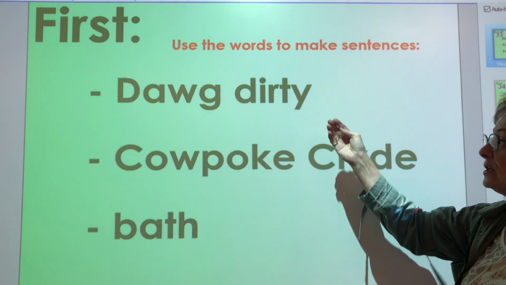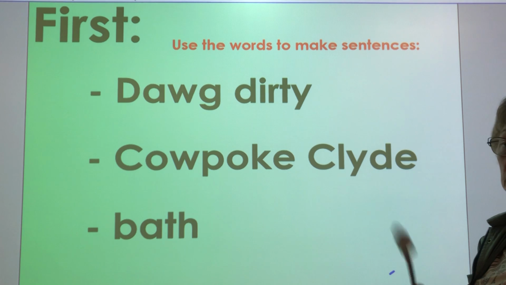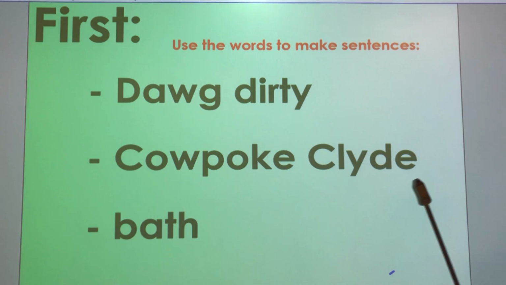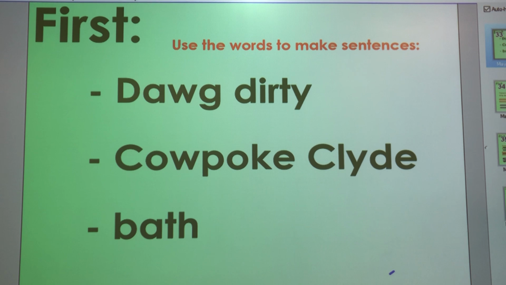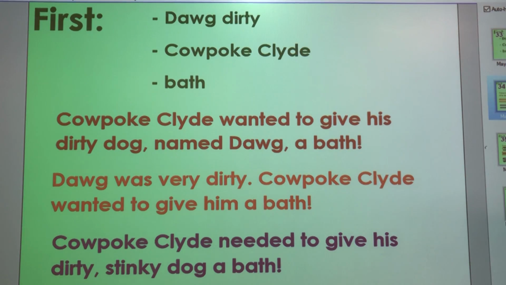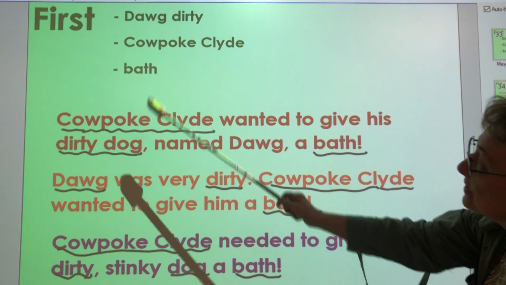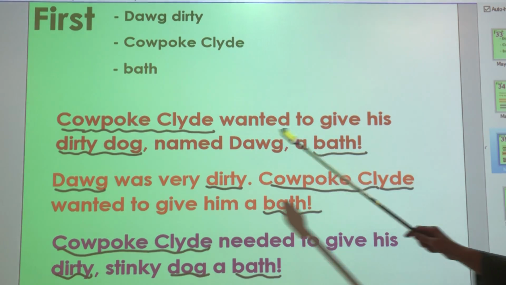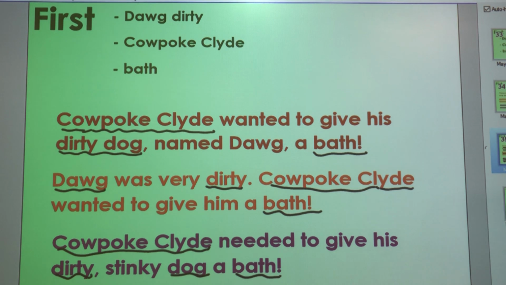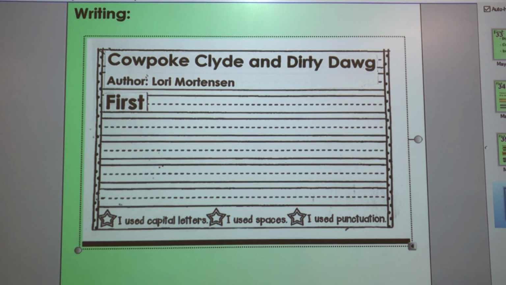So you're not going to put a capital here and then put a period there and say, oh, I've got a sentence. No, a sentence has to have certain things in it. Okay, I underlined the words dog, dirty, Cowpoke, Clyde, and bath so you could see that yes, each one of those sentences are very different, but they have those 3 words in them somehow. You can change dog here to this dog, up to you, the spelling of it. Okay, this is our writing paper.